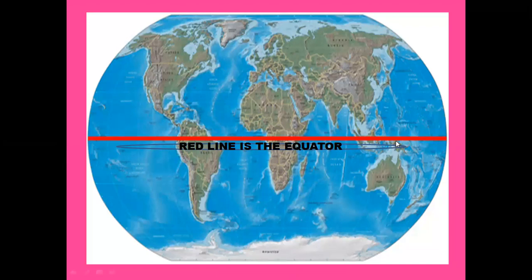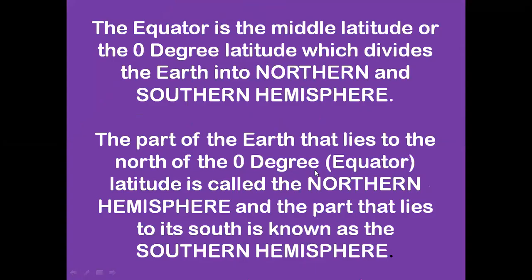In the center, you will find a red line, and this red line is the equator, which is also known as 0 degree. This equator divides the Earth into two parts. The equator is the middle latitude or the 0 degree latitude, which divides the Earth into northern and southern hemisphere. The part of the Earth that lies to the north of the 0 degree equator latitude is called the northern hemisphere, and the part that lies to its south is known as the southern hemisphere.